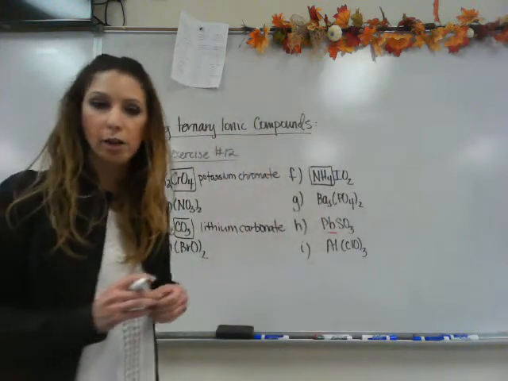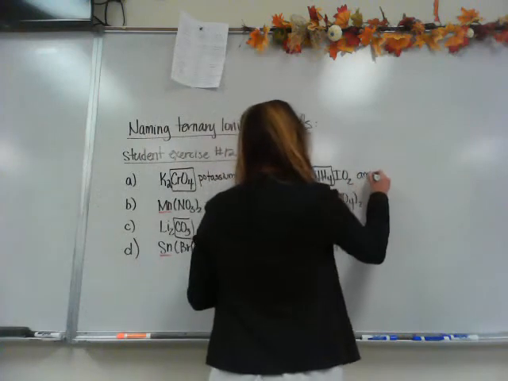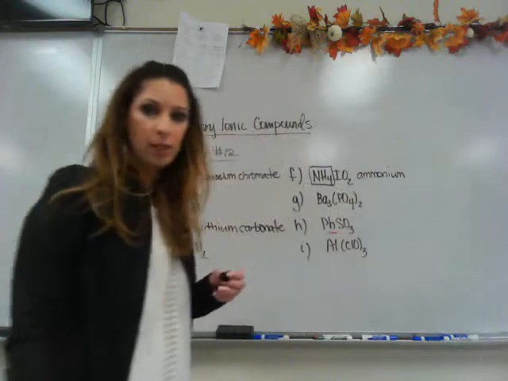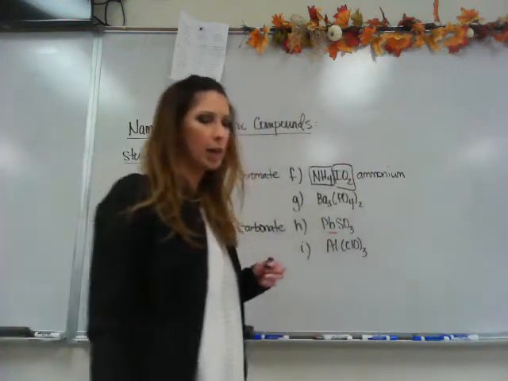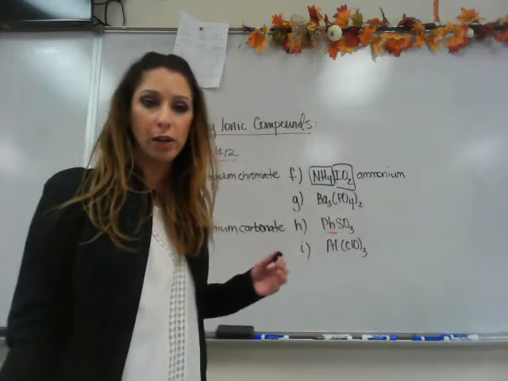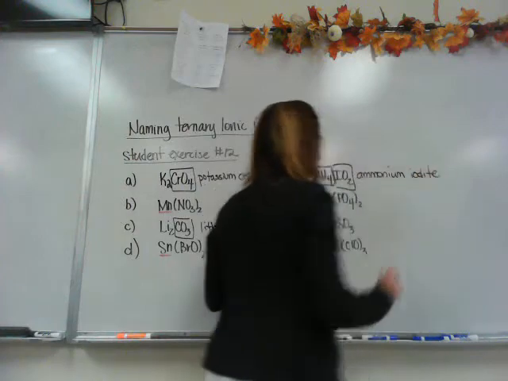NH4 is a polyatomic cation, which is listed at the bottom left of your periodic table. It is ammonium. Ammonium is attached to IO2. This is oxygen attached to iodine. You're looking at the right-hand side of the periodic table at the numbering system that I taught you. IO2 is iodite.